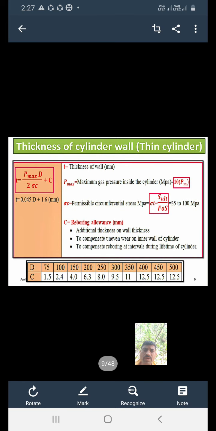Then there are different types of stresses induced in the cylinder. There are two types of stresses induced in the cylinder liners. First is pressure stress and second is thermal stress. What is meant by pressure stress?